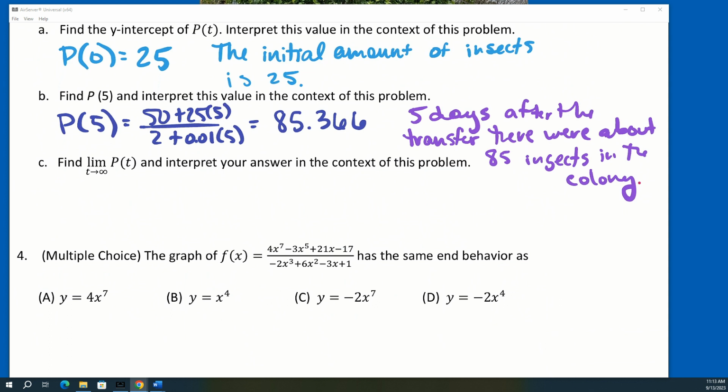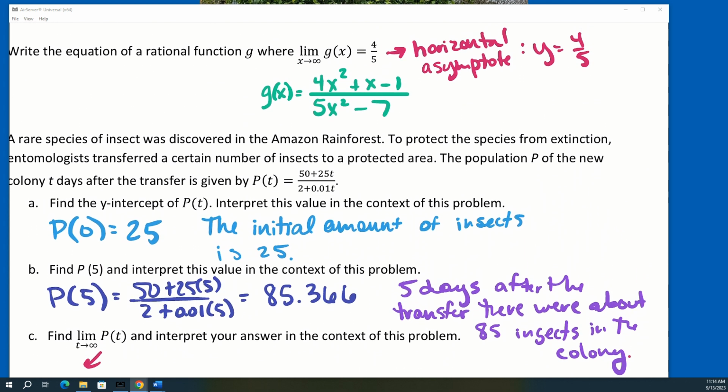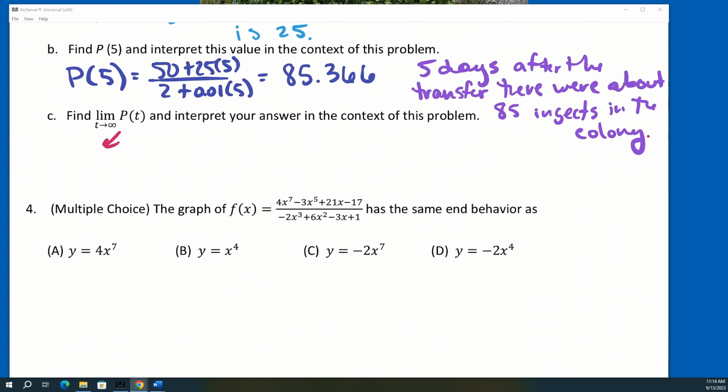All right, and then C asks us to find the limit as t approaches infinity of P of t and interpret the answer in the context of the problem. All right, so if we're talking about rational functions and you see this, what are you going to think? What are they asking you to find? Horizontal asymptote.